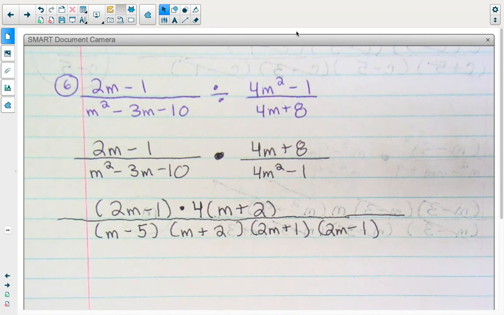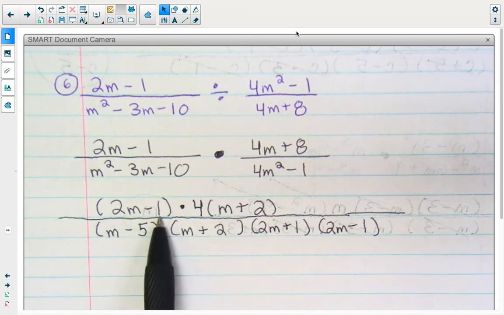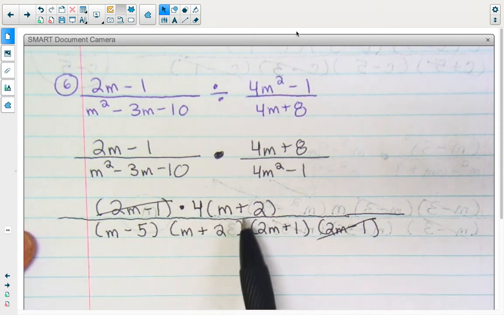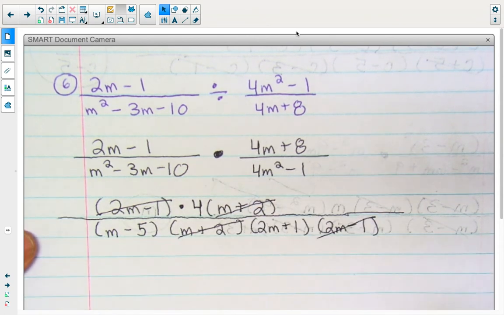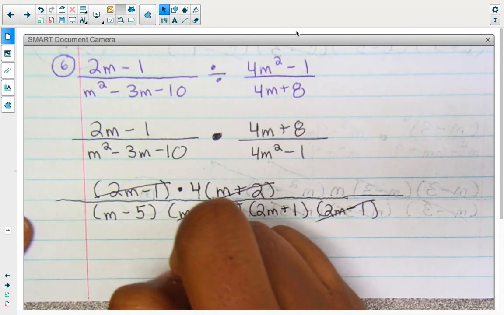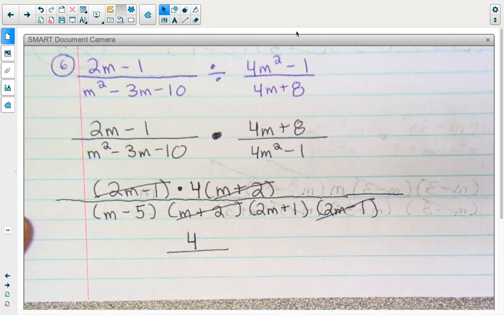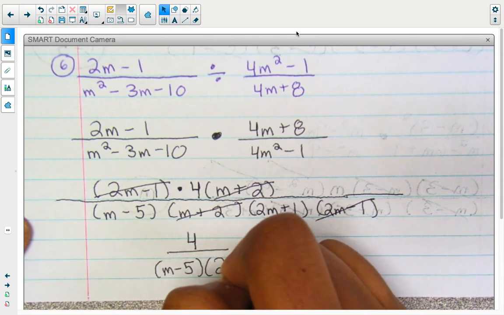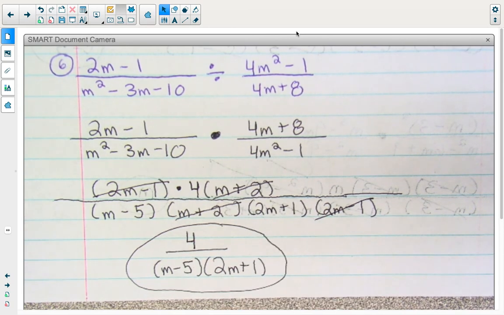Now the easy part, we just start crossing stuff out that's the same in the top and the bottom. So I see a 2m minus 1 here and a 2m minus 1 there. Cancel, cancel. I see an m plus 2 and an m plus 2. Cancel, cancel, and I believe that's it. So our final answer left in the numerator is just the number 4, and left in the denominator is m minus 5 and 2m plus 1. Ta-da! So that is our final answer.